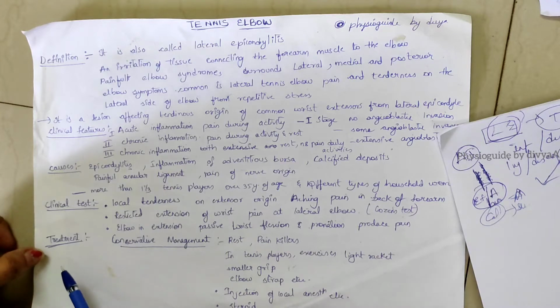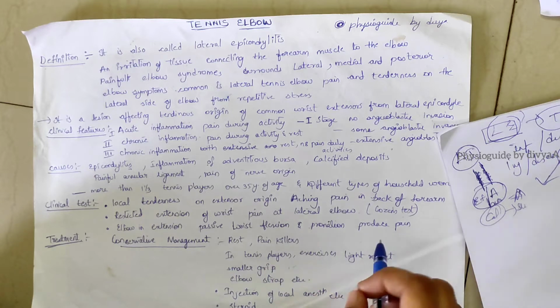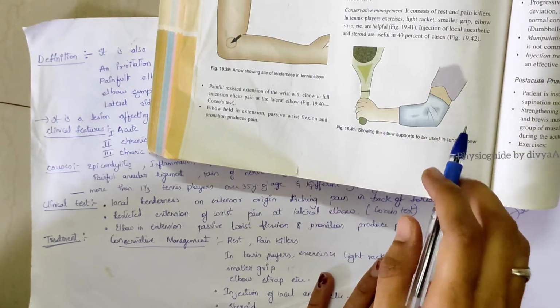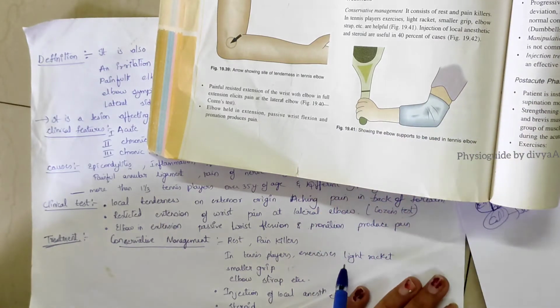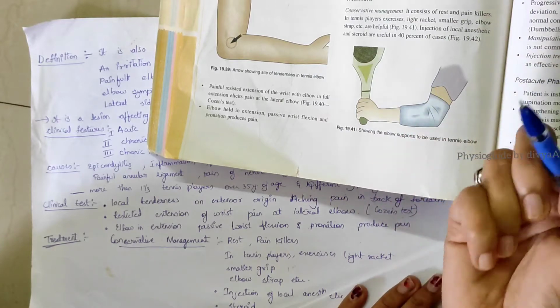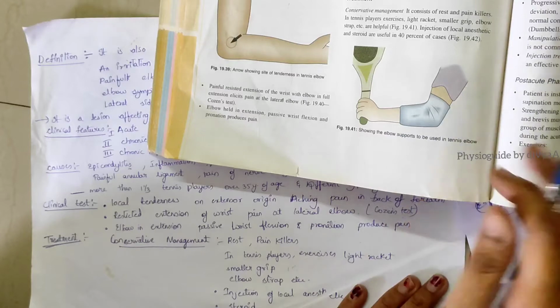Now, treatment. What is the treatment we will give for these patients? First one is rest and painkillers. The surgeons will suggest this first. Now, in tennis players we will advise a light racket, a small grip, and elbow straps. In tennis elbow players, like a light shuttle bat, light movements, a small grip to hold, and an elbow strap should be placed.